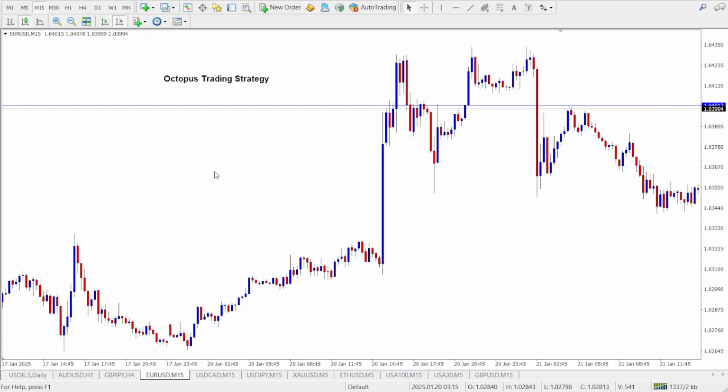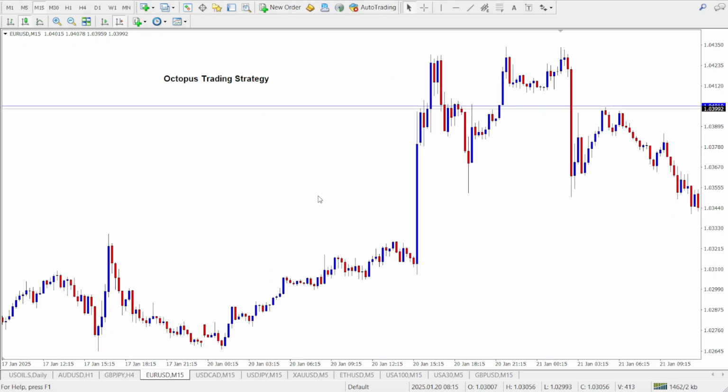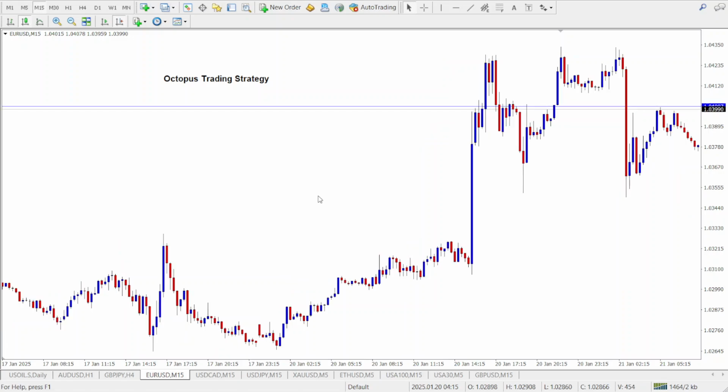Now, this strategy isn't just for pros. Whether you are a beginner learning the ropes or a seasoned trader refining your strategies, the Octopus Trading Strategy is versatile, and it's easy to adapt. What's the best part? It works across different currency pairs and time frames, giving you flexibility in the Forex market.